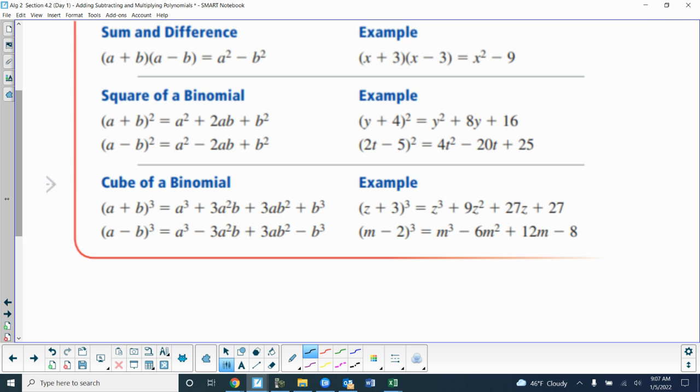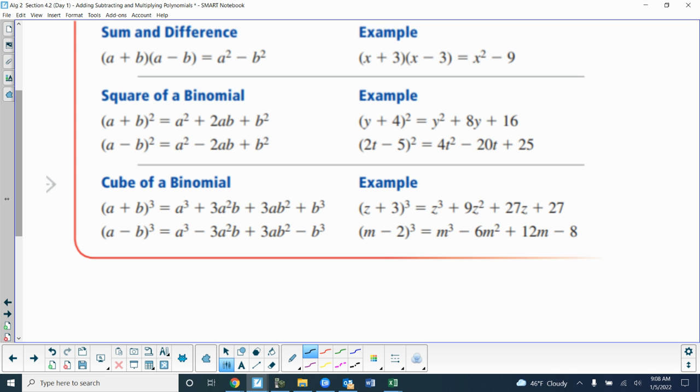This one, you're going to cube the m. You're going to square the m times the negative 2 is negative 2m squared times 3. That's where the negative 6m squared comes from. Then you're going to square the 2, positive 4, times m is 4m, times 3 again. That's where the 12m comes from. And then you cube negative 2. A negative 2 times a negative 2 is a positive 4, times another negative 2 is a negative 8. So that's why that's a negative 8 at the end, because it's 3 negative 2s. That one gets kind of confusing.